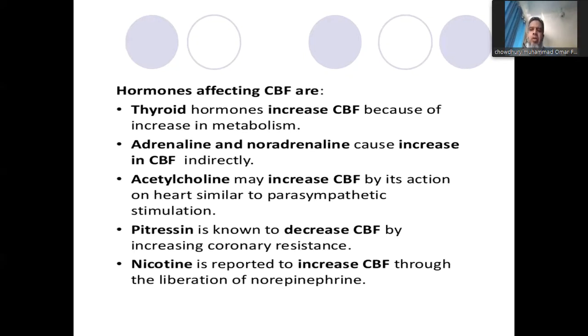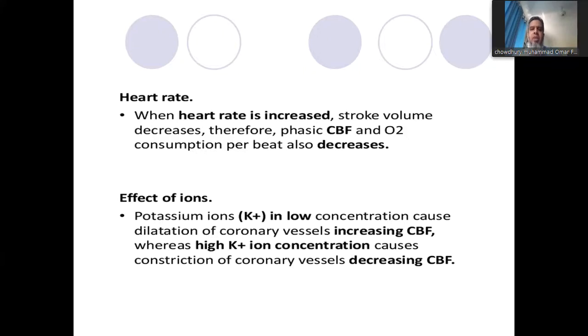Hormones affecting coronary blood flow: thyroid hormones increase coronary blood flow because of increase in metabolism. Adrenaline and noradrenaline cause an increase in blood flow indirectly. Acetylcholine may increase blood flow by its action on the heart, similar to parasympathetic stimulation. And pitressin is known to decrease blood flow by increasing coronary resistance. Nicotine is reported to increase blood flow through the liberation of norepinephrine. When heart rate is increased, stroke volume decreases, therefore phasic blood flow and oxygen consumption per beat also decrease.